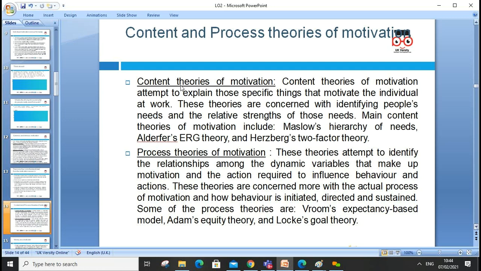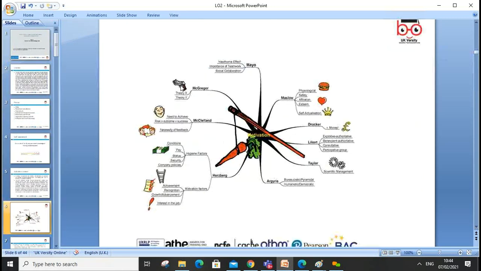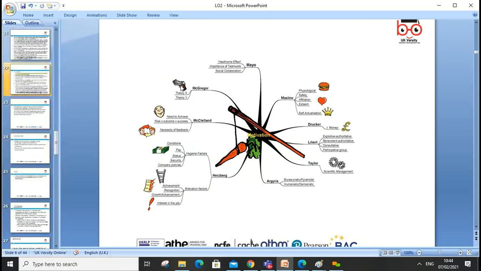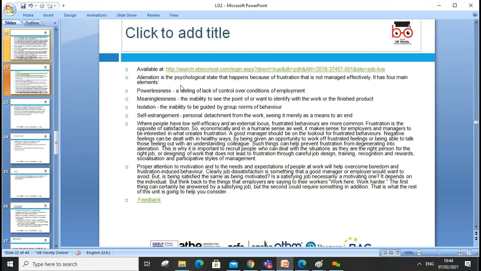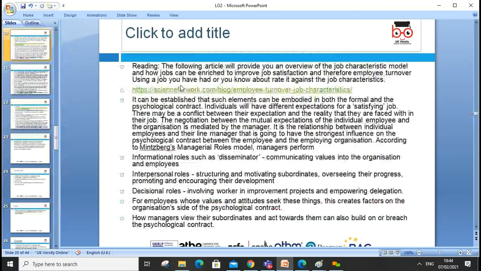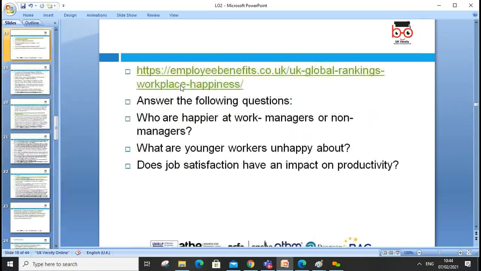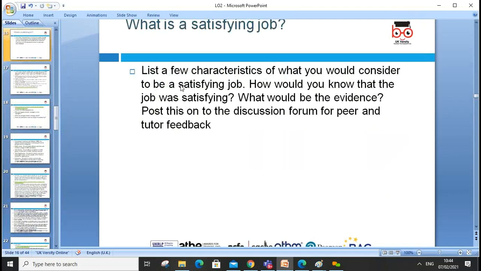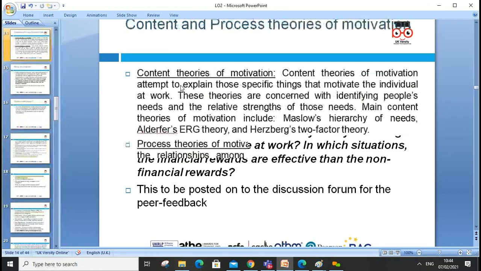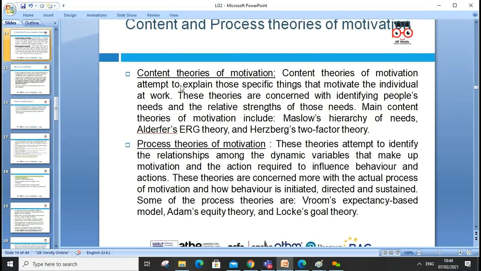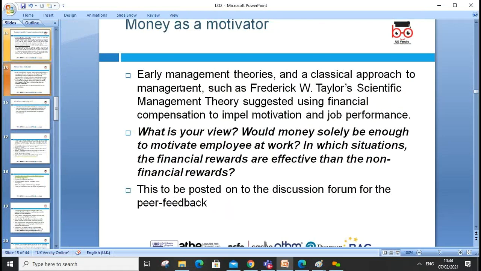We have the existence relatedness growth theory. And then we have Herzberg's two-factor theory, hygiene factors and motivator and demotivator factors, which I mentioned to you and included in the mind map. So it's good to go through. We will go further into these in the slides. So we need to go through that. So these are all the process theories and content theories.